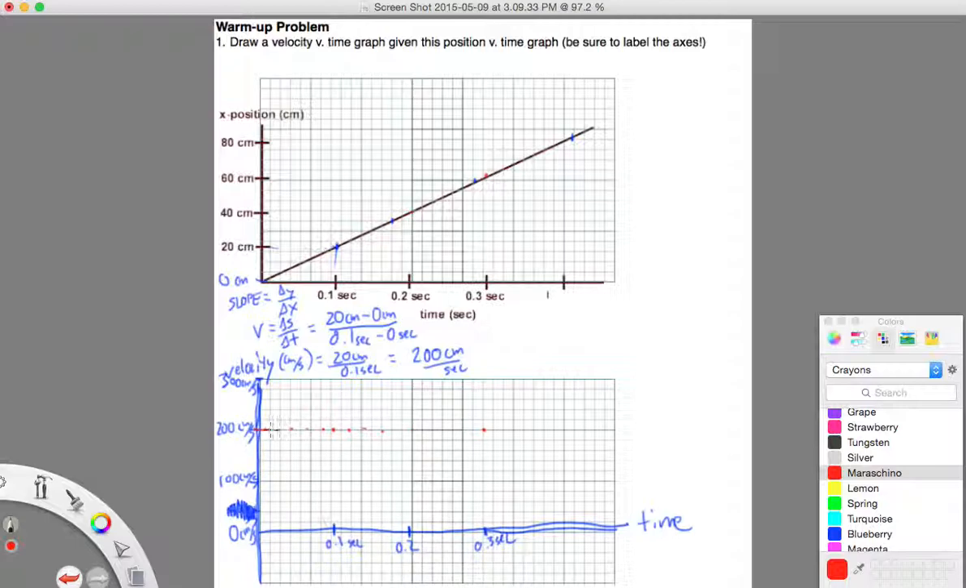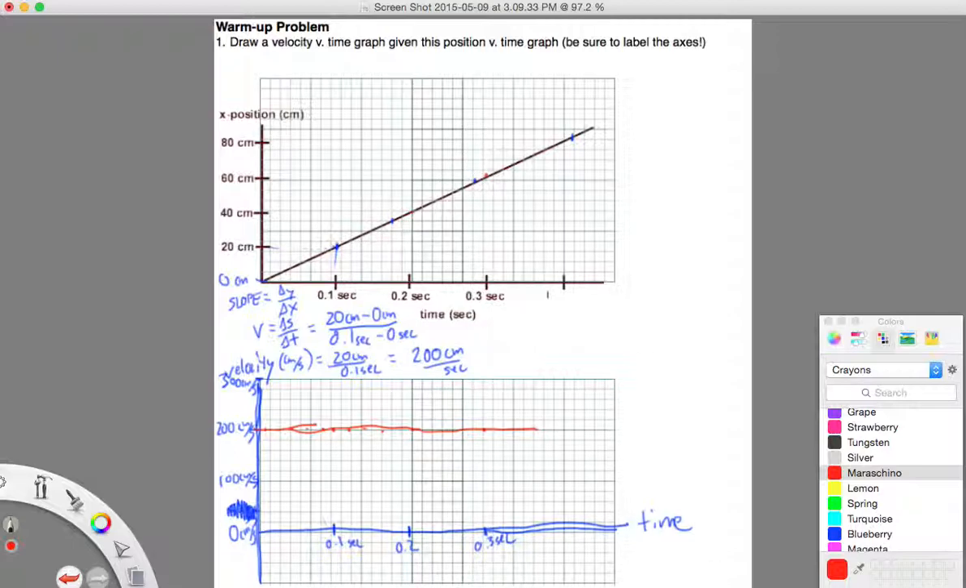So if you look at this, I can't draw a straight line. I just want to draw a straight line so badly. If I could only just draw a straight line. There we go. Somewhat straight. That's going to be our velocity versus time graph based off of this problem right here.